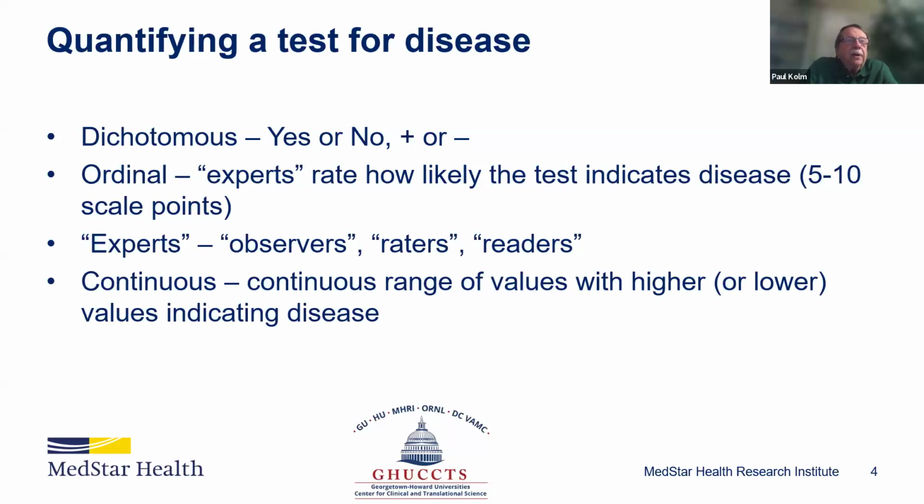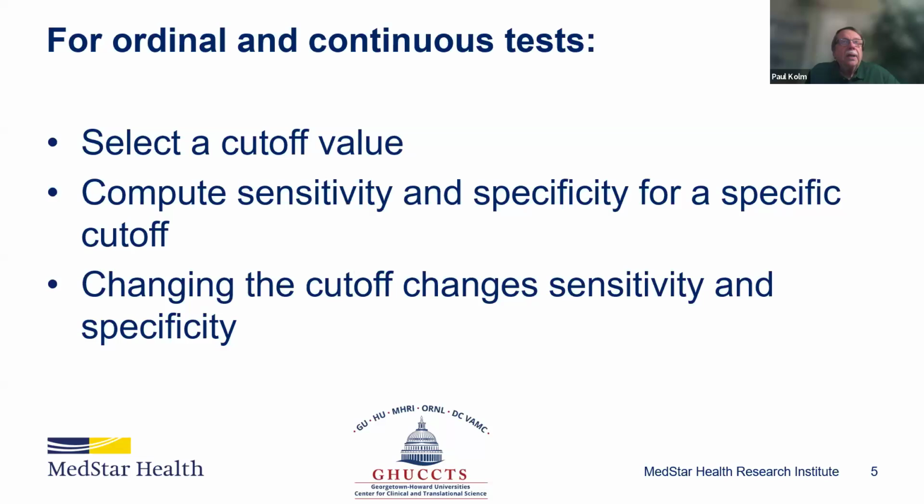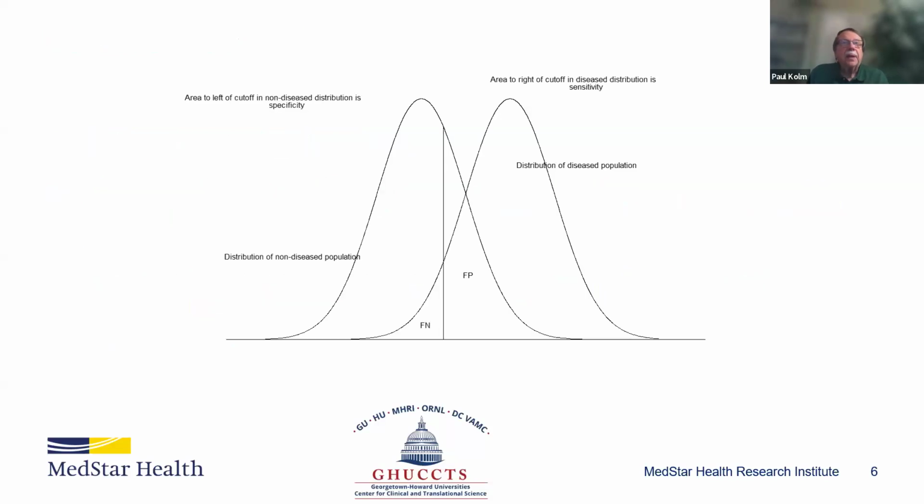And then we're going to have experts, observers, or raters, or readers, as they're often referred to, indicate whether the scale indicates disease or not disease. So if we have ordinal or continuous tests, then we're going to select a cutoff value, and we're going to compute sensitivity and specificity for a specific cutoff. And obviously, changing the cutoff is going to change the sensitivity and specificity.